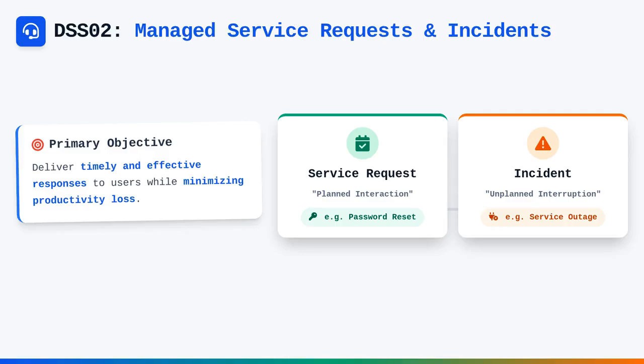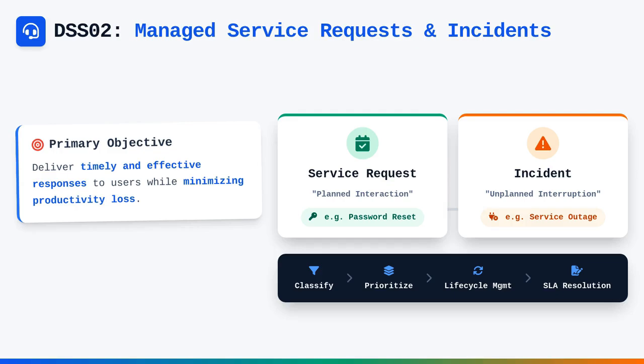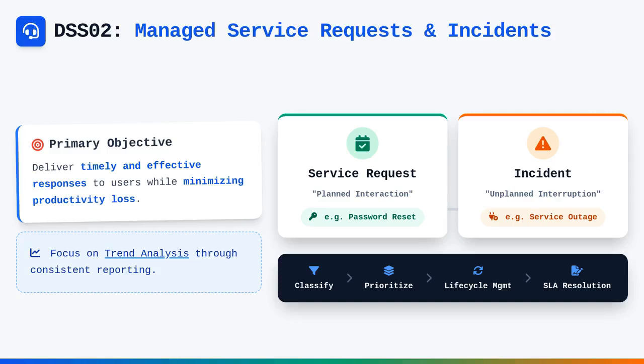COBIT emphasizes that the classification and prioritization of these items are critical, as not all disruptions warrant the same resource allocation. By establishing a clear life cycle for every ticket, we ensure that incidents are resolved according to established service-level agreements, and that reporting is used for trend analysis.